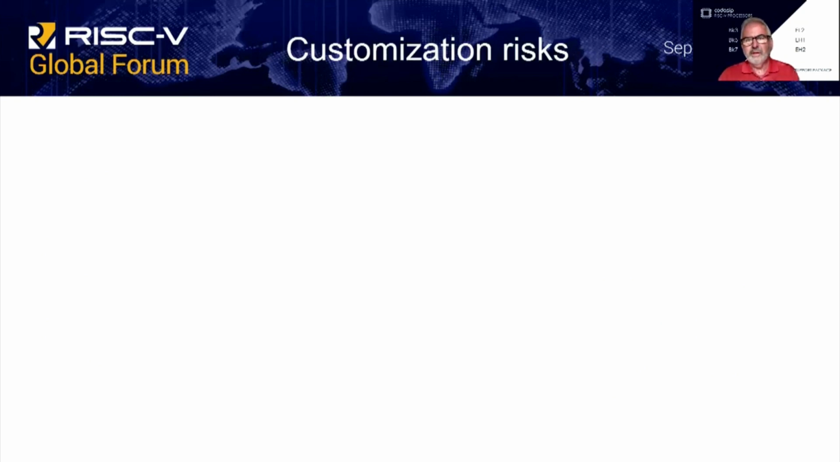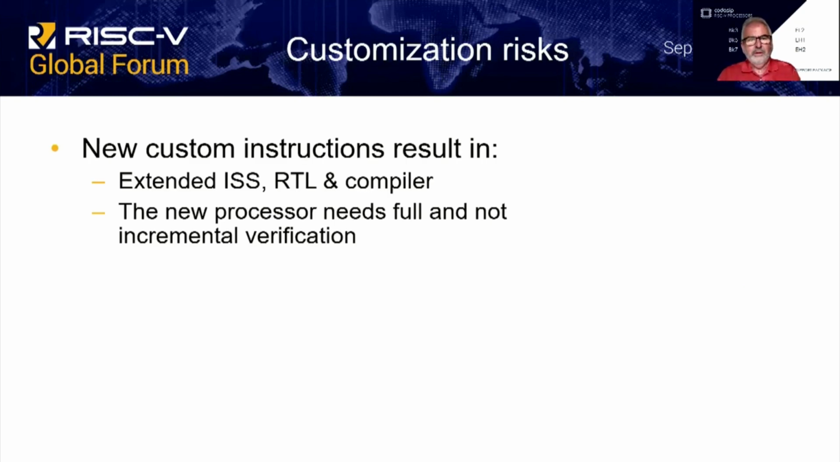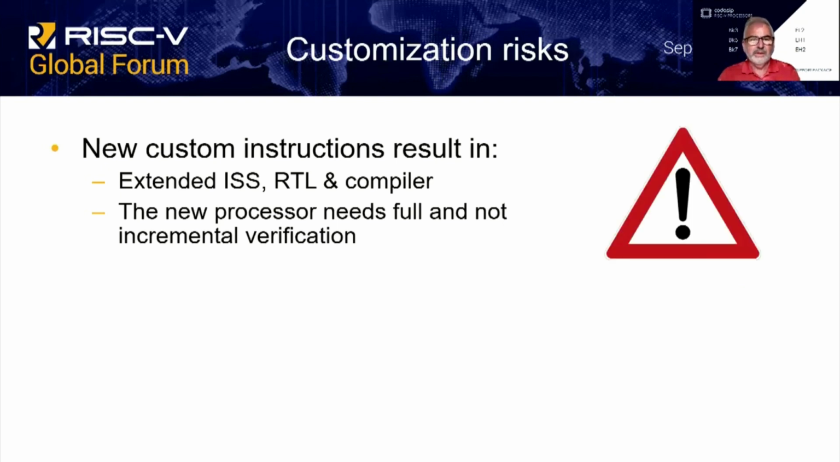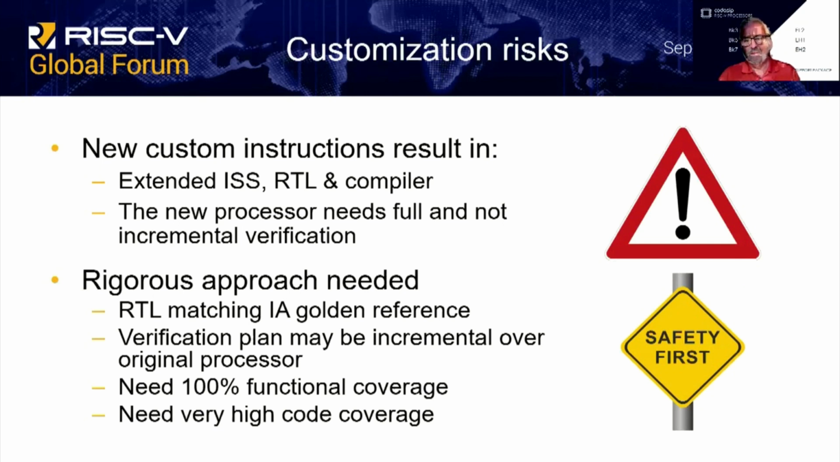So let's look at the customization risks and how to address them. If you are creating custom instructions, you are creating some danger points. You are extending the instruction set simulator, the RTL, and the compiler. So you're creating a new processor, and this needs absolutely full verification and not some simple increment. So you need to play safe. You need a rigorous approach. You need to be sure that your modified RTL matches your modified instruction accurate golden reference.